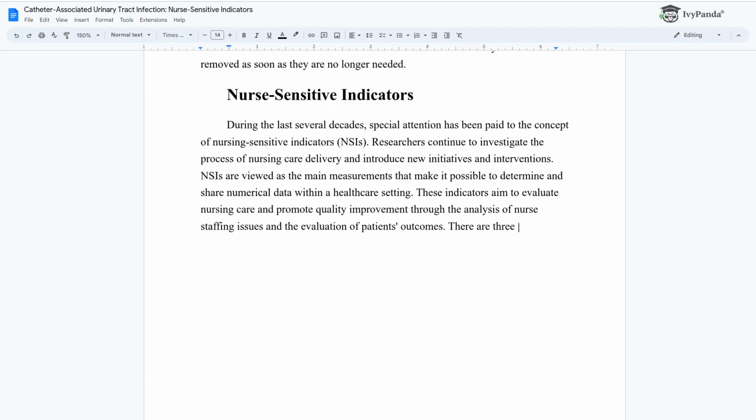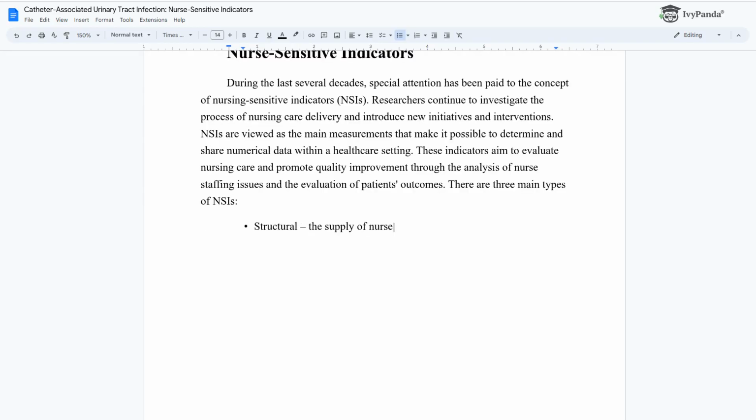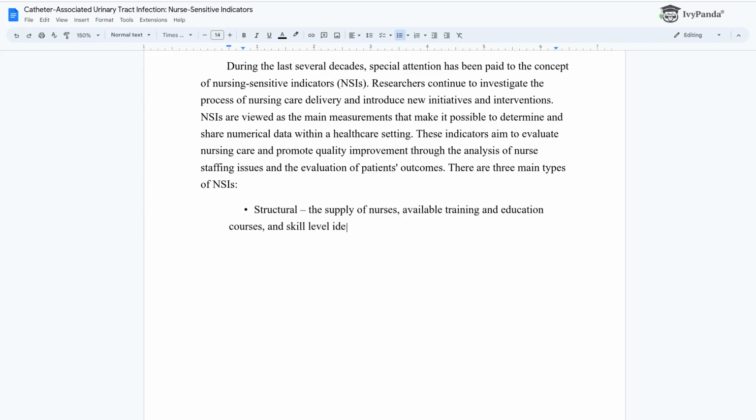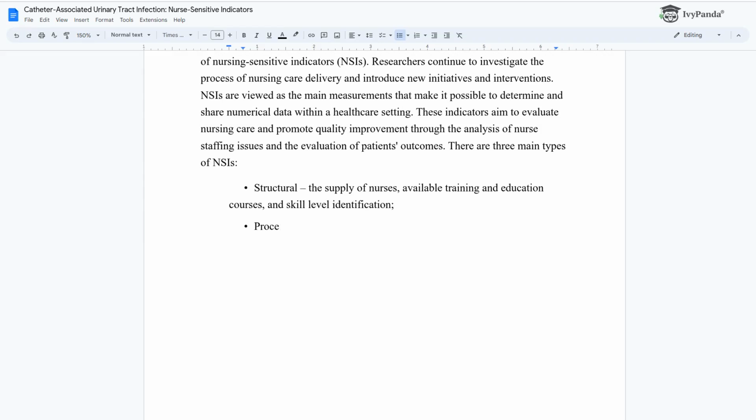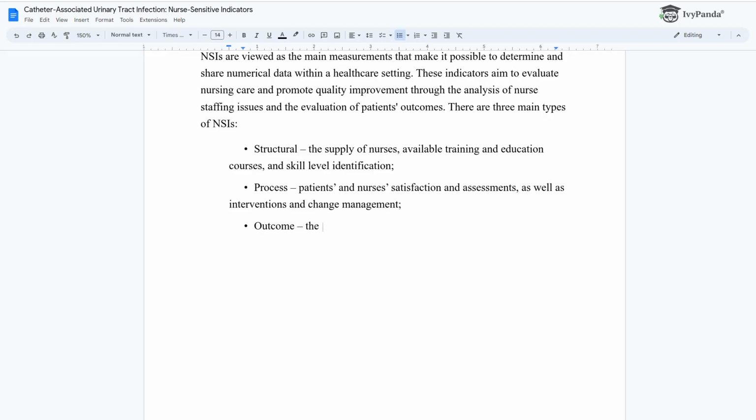There are three main types of NSIs. Structural: the supply of nurses, available training and education courses, and skill level identification. Process: patients' and nurses' satisfaction and assessments, as well as interventions and change management. Outcome: the comparison of health problems over different periods.